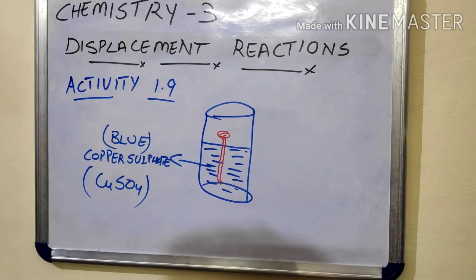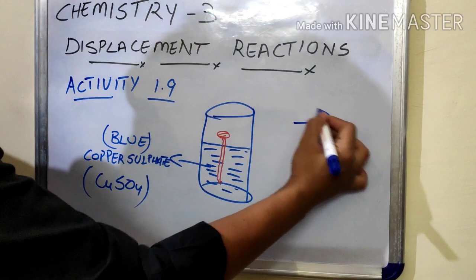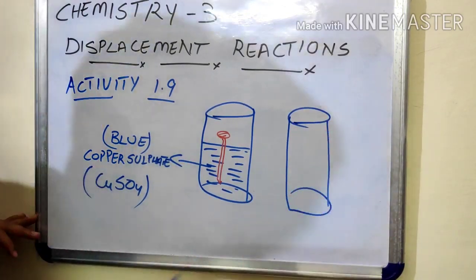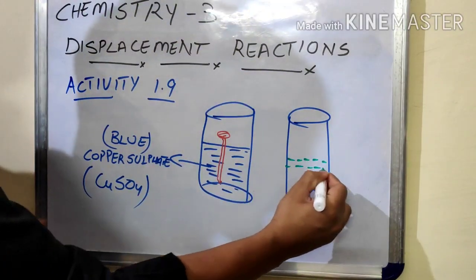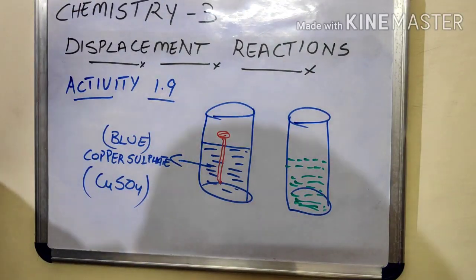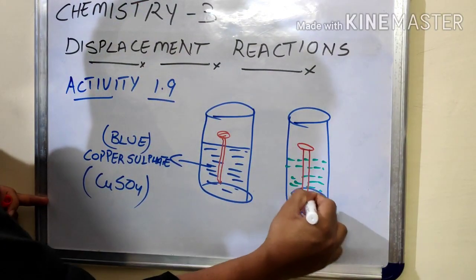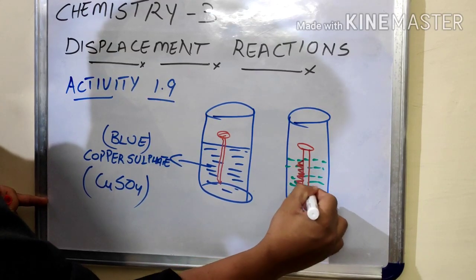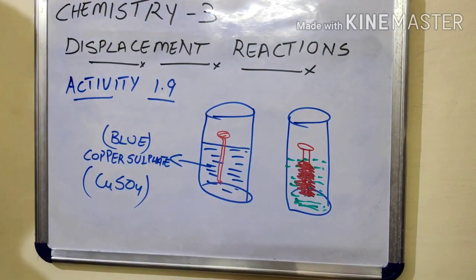Now what happens is, after some time you will notice, I'll draw a second one. This is after some time. You will notice that the solution has now become green in color, and there is a reddish brown precipitate on the iron. A reddish brown precipitate on the iron.